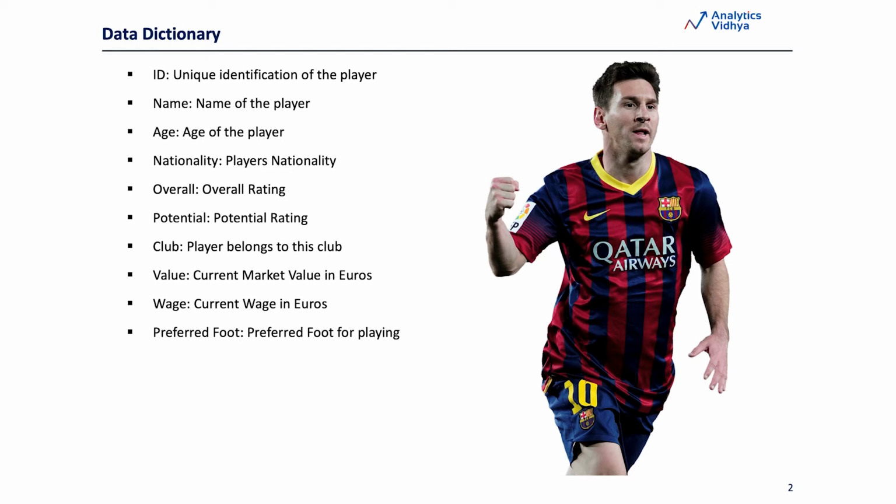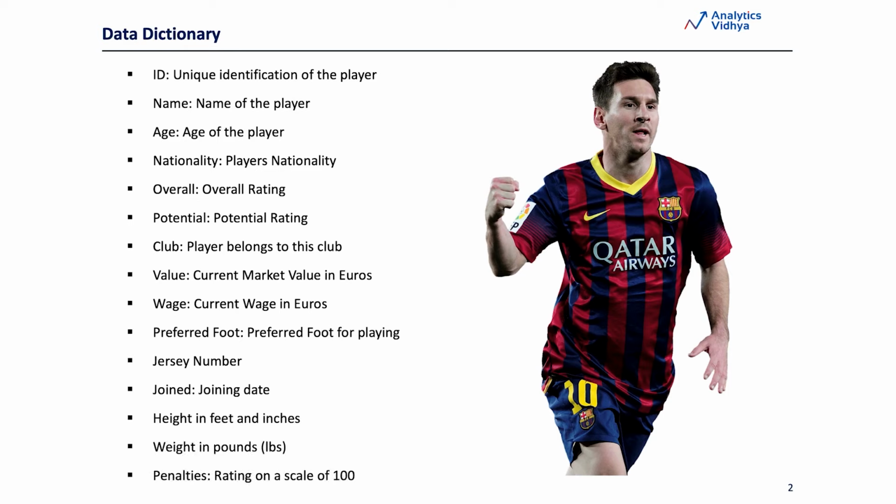Then we have preferred foot, which is the preferred foot for playing, whether it's left foot or right foot. Then we have the jersey number, and joining date, when the player joined the particular club. Then we have the height of the player in feet and inches. Then we have his weight in pounds. And finally, we have penalties, which is a rating on a scale of 100 of how good the player is on penalties.